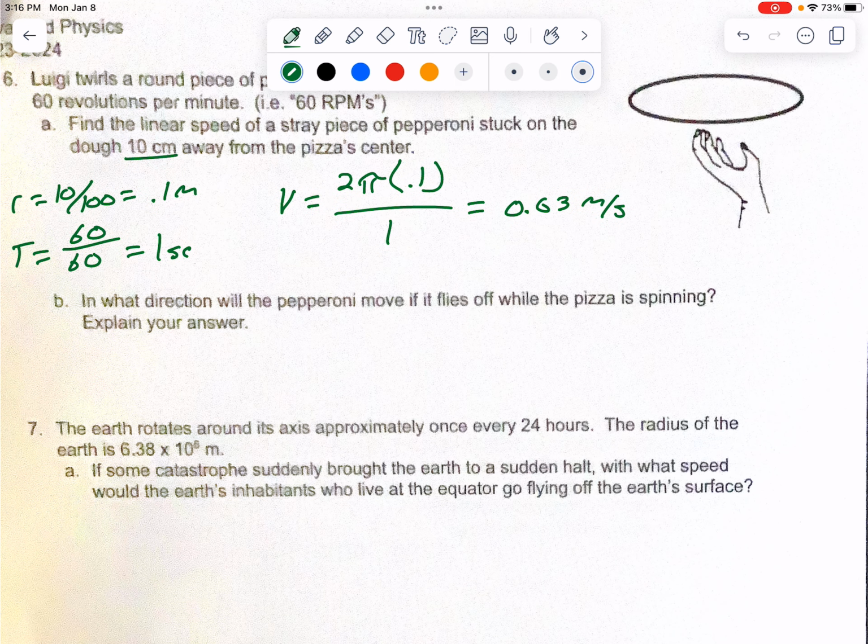In what direction will the pepperoni move if it flies off while the pizza is spinning? Explain your answer. So again, this is what we're talking about as far as tangent goes. So say this is our pizza right here, and we have a pepperoni out here on the edge.